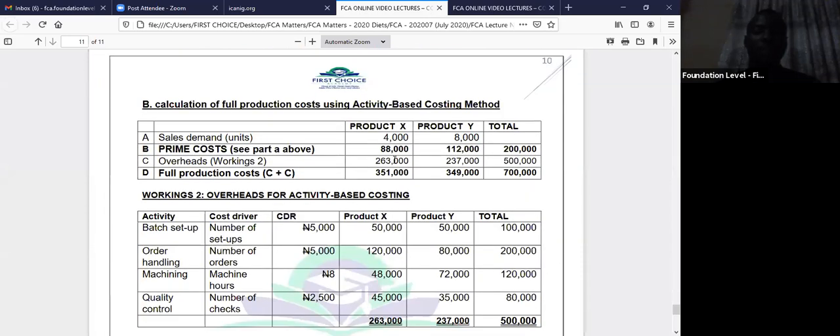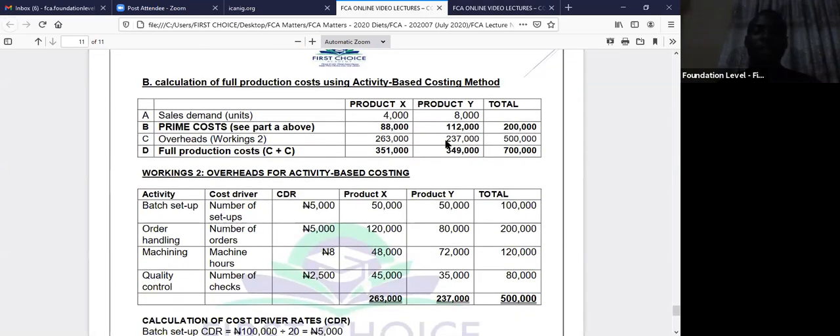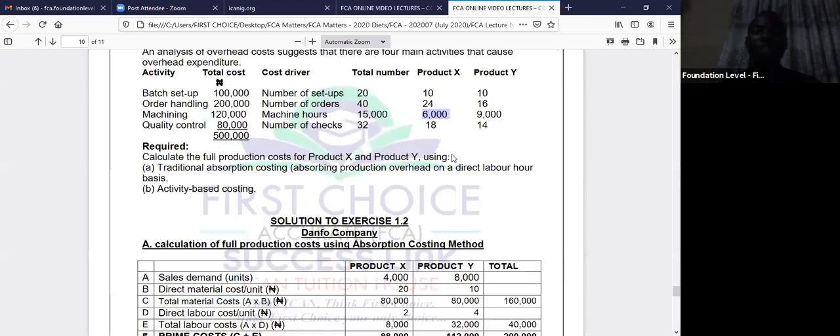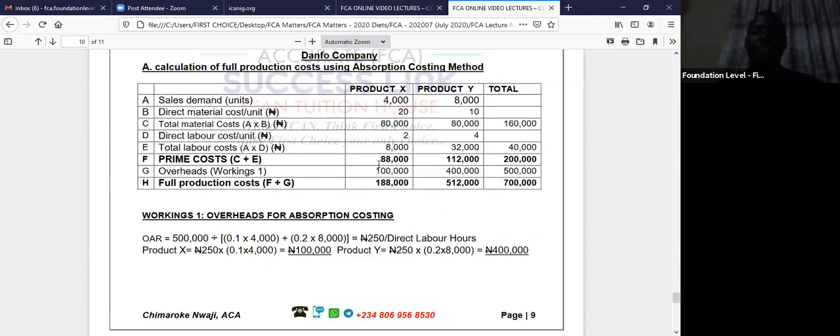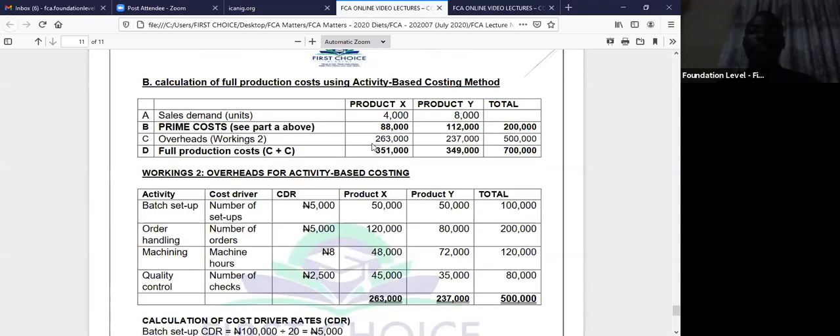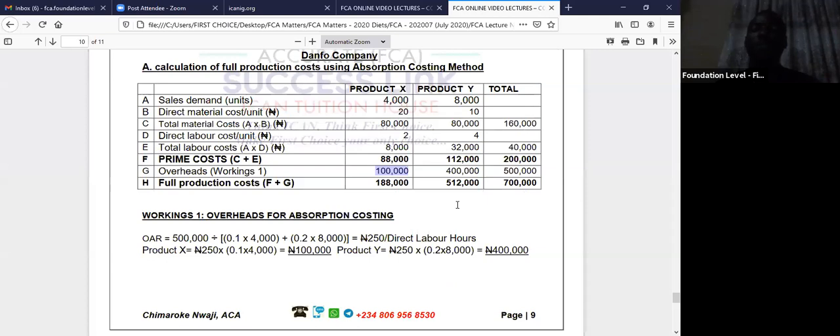Where is it again? 263,237. So conveniently you have apportioned the 500 just like this. So you see, if we are to look at absorption costing, the overheads, product X has 100. Product X has 263. Product Y has 237 here. Product Y has 400. So there's going to be a difference in how they look at overhead.